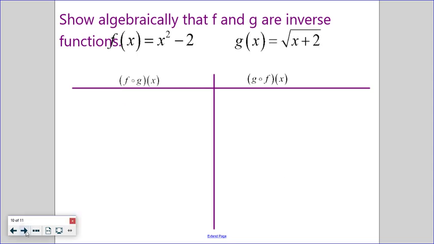All right, you try one. On your own, given f of x equals x squared minus 2 and g of x equals square root of x plus 2, do f of g and g of f. Show the setup, clean up, equals x.